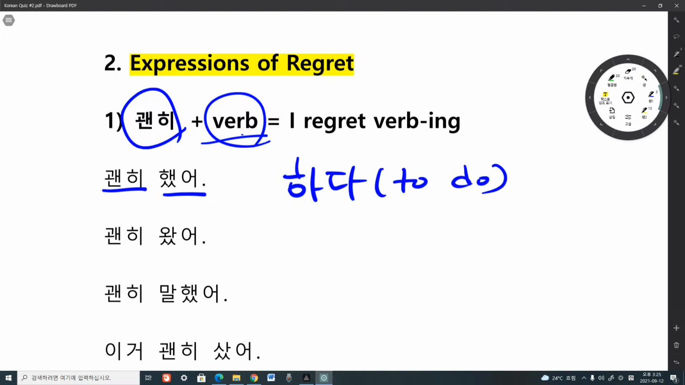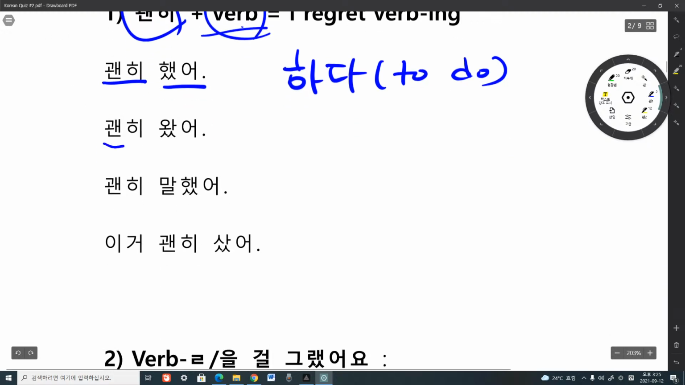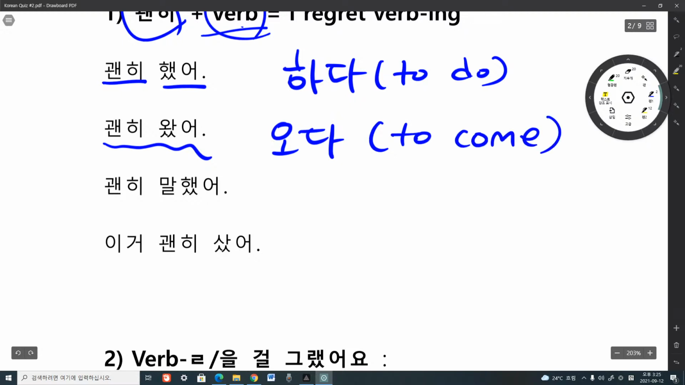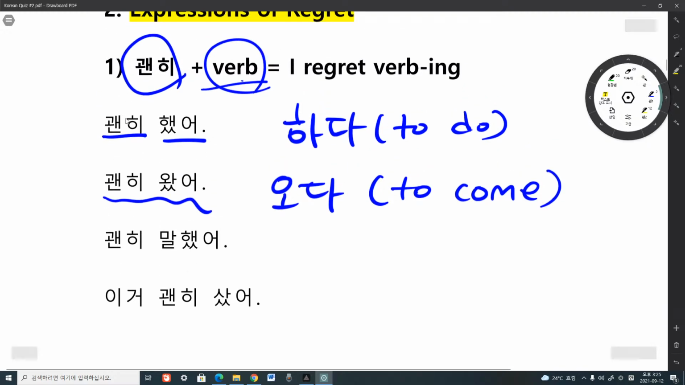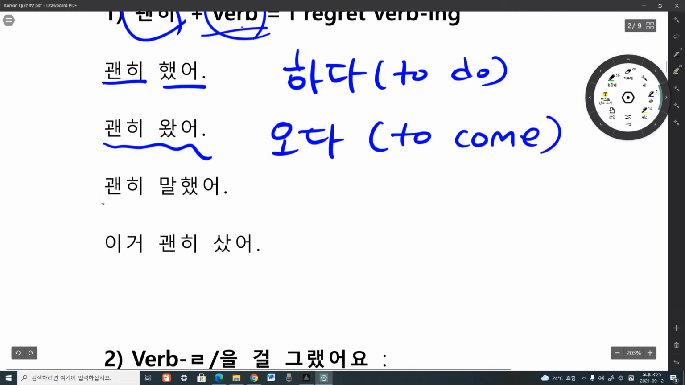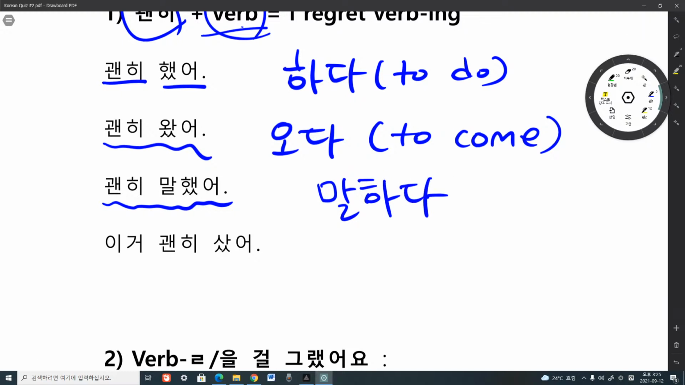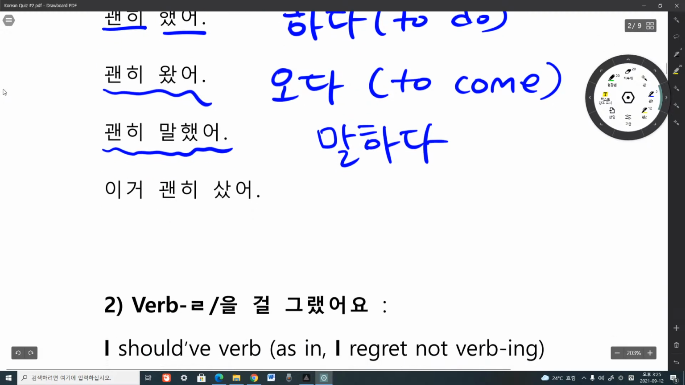괜히 했어. 괜히 왔어. 오다 means to come, right? 왔다 is the past tense. 괜히 왔어. I shouldn't have come. Like I regret coming. It's too hot here, it's not even fun. 괜히 왔어. 이런 식으로 말을 해요. 그리고 괜히 말했어. 말하다 means to tell, to say, to speak, right? 괜히 말했어. I shouldn't have said that, or I shouldn't have told him or her. 그 다음에 이거 괜히 샀어.